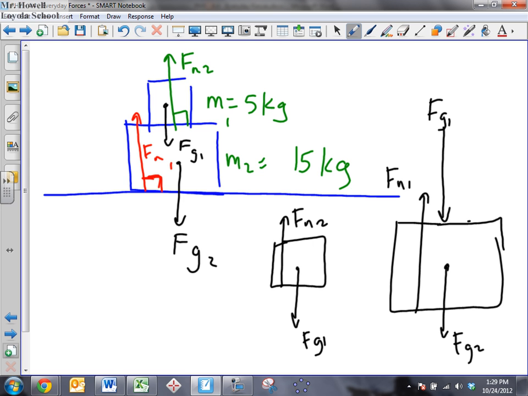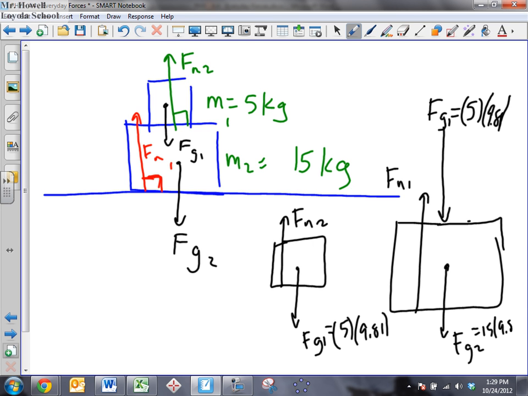Wait, so the 49, where do you go Fg? You need to ask questions one at a time, because I can't answer all of you at once. Gary. Where did we get 49 point... They're doing 5 times 9.81. The mass is 5. Remember, guys, this is 5 times 9.81. You're all forgetting to multiply. This down here is 15 times 9.81.